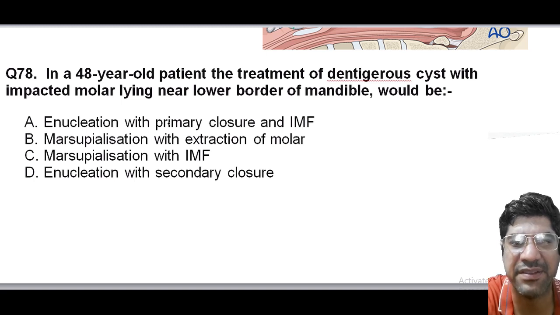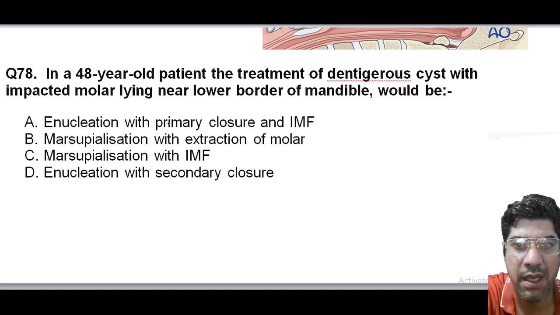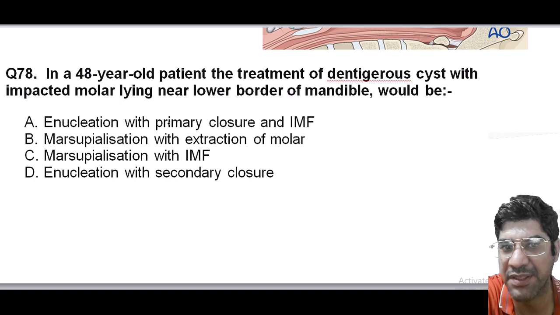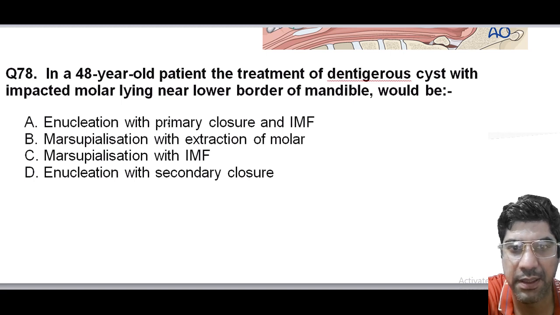That part we have already discussed in the previous MCQ. After that, IMF is done. That involves temporary wiring of the upper and lower jaws to immobilize them. That is done to prevent the masticatory forces from further causing expansion or damage to the cyst affected area.